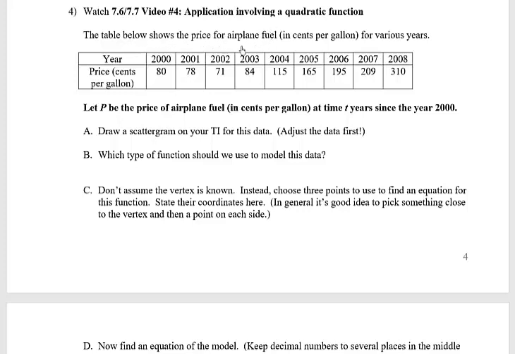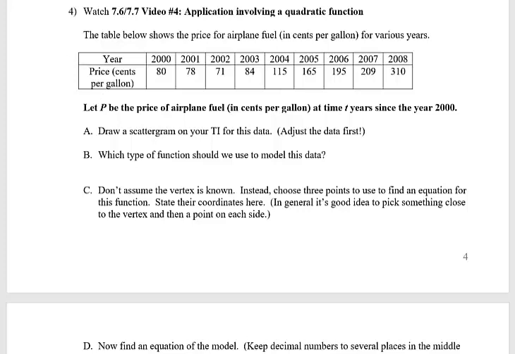It looks like we're studying the price of airplane fuel. So the price of gas that's used in airplanes. And if you look at the table, you've got a bunch of years given, and then you've got some prices. The units are kind of funny. It's cents per gallon instead of the usual dollars per gallon. I did that so that we wouldn't have to work with decimal points. But when you see 165, that would mean $1.65, of course.